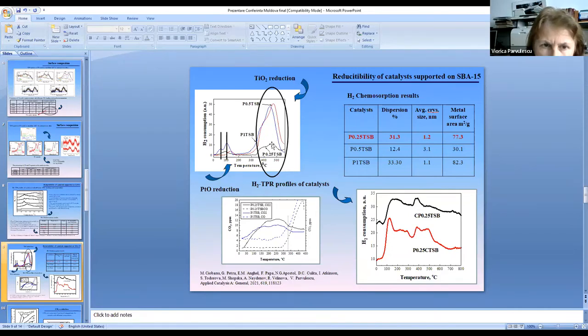For this reduction, we consider that hydrogen spillover is very important. In the presence of ceria, we can see a significant change of the reducibility profile, and the effect of ceria on platinum oxide reduction is significant when ceria was immobilized after platinum.